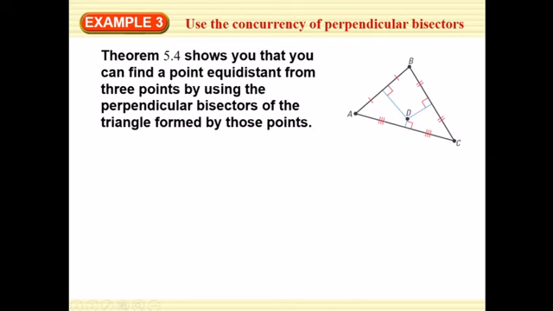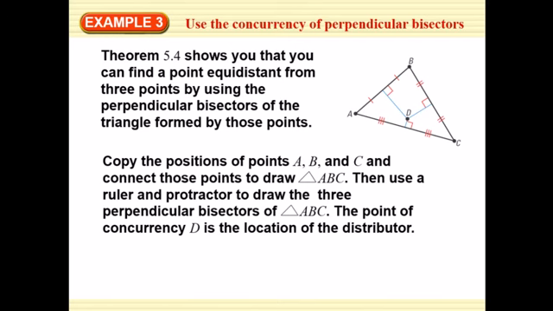So, here in using theorem 5.4, it shows us that you can find a point that's equidistant from the 3 points by using the perpendicular bisectors, right? So if I use that theorem and I draw in my perpendicular bisectors, making sure that it's equidistant to the vertices, I know that by definition that optimal point for the distributor is going to be the point of concurrency that I'm going to label D.